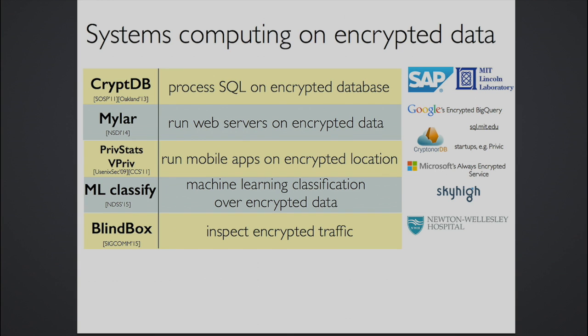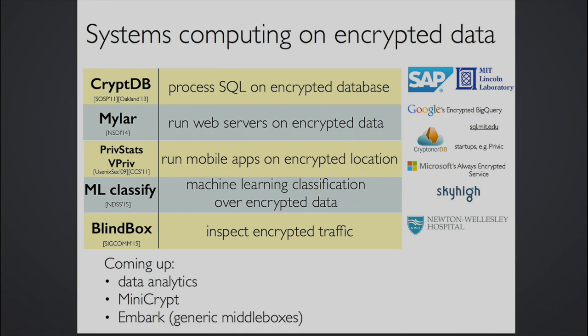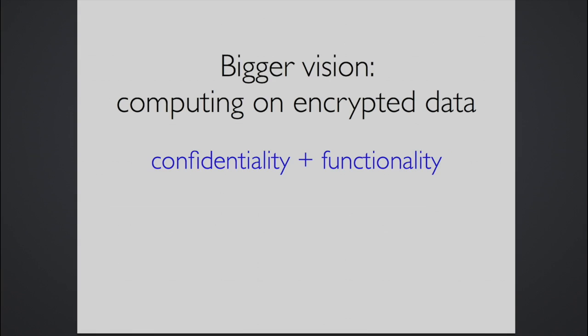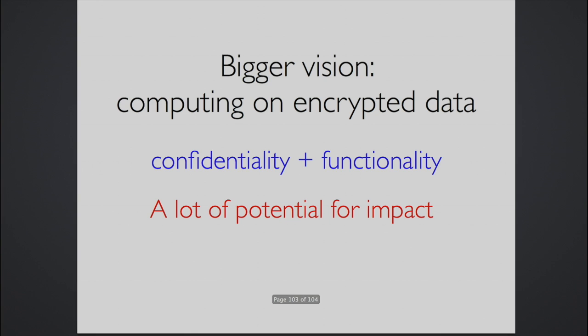But the bottom line that I want to mention is that computing on encrypted data can be practical for a set of systems that we use today. And it really gives you, at the same time, confidentiality and functionality. So you don't have to choose only one anymore. And I think that this can have a lot of impact on industry. I already mentioned some initial impact, but I think this can permeate even more into what people use today.